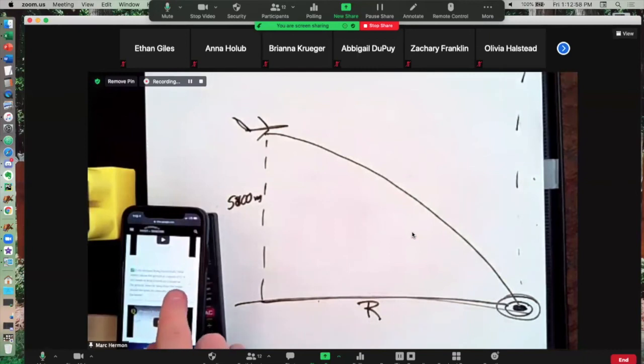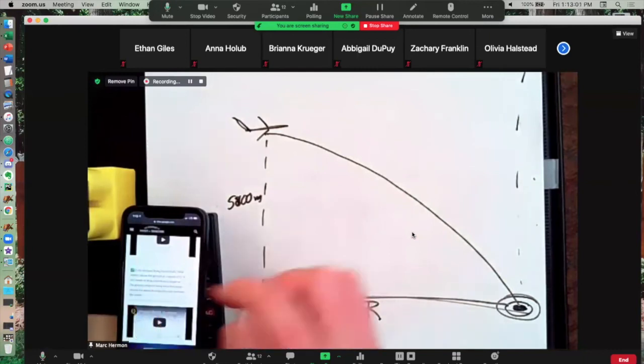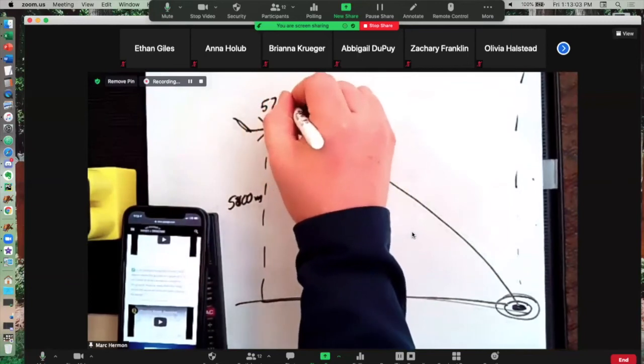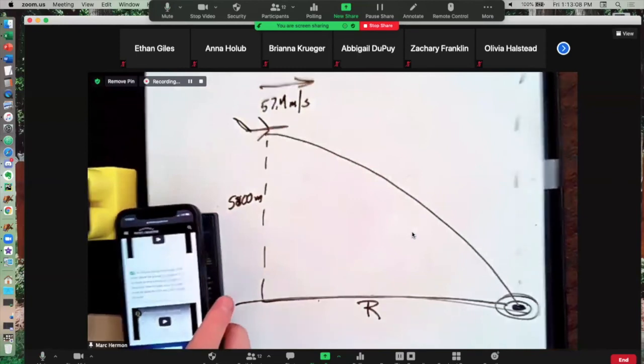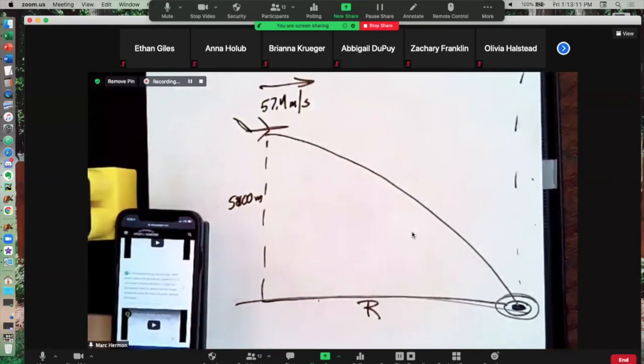It says the plane is flying at 57.4 meters per second. That's that way. I need to figure out the range. Let's think this backwards. How will I figure out the range? How will I eventually know the range? How far over it goes? Just think simple. How have I eventually figured out the range every time? Like v squared over g.